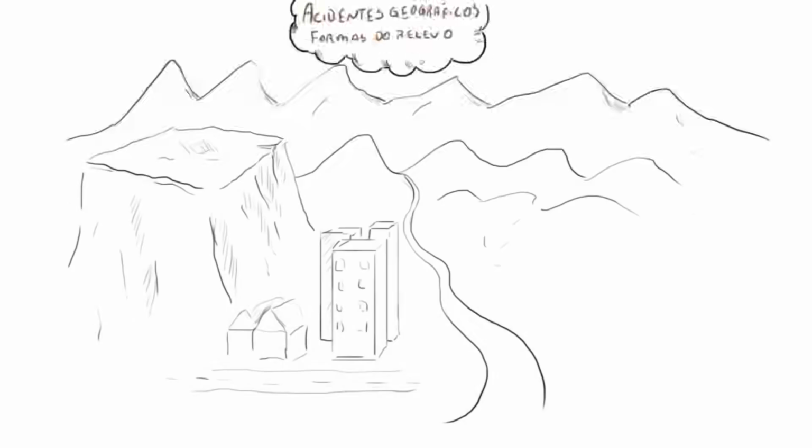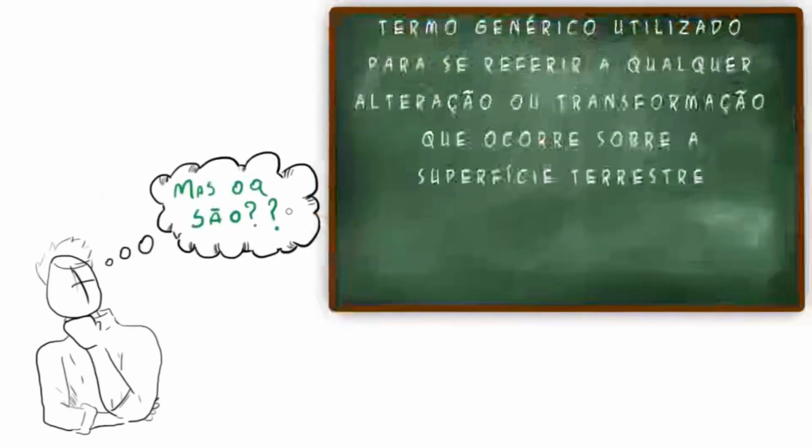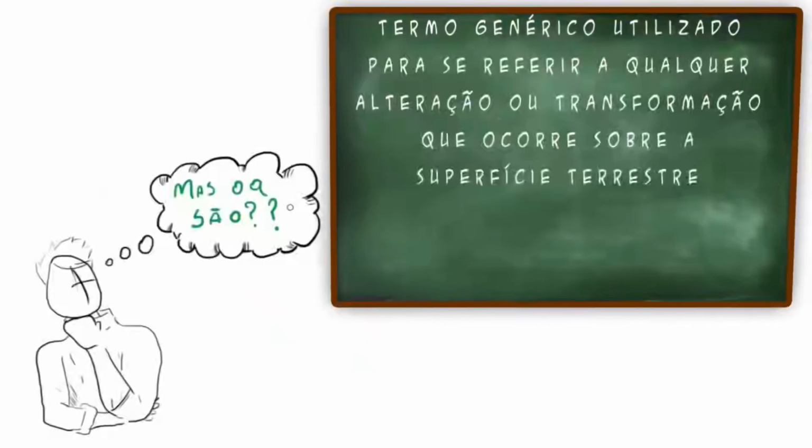Landforms are also called geographic features, which is a term used for any relief form that offers contrast with others nearby. In other words, this is a generic term used to refer to any change or transformation that occurs on the Earth's surface. It's also common to use the terms rugged relief or rugged terrain for landscapes that have unevenness.